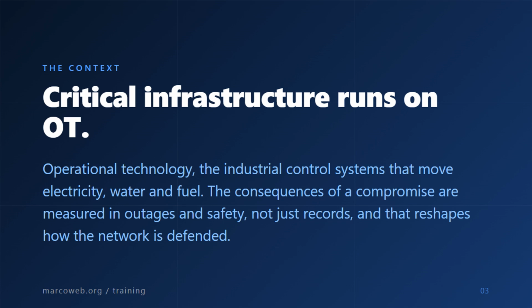Critical infrastructure runs on operational technology, OT, the industrial control systems that move electricity, water, and fuel. The consequences of a compromise are measured in outages and safety, not just records, and that difference reshapes how the network has to be defended.